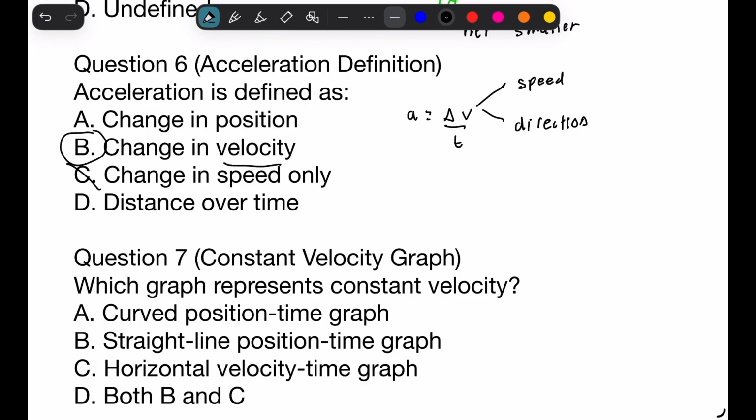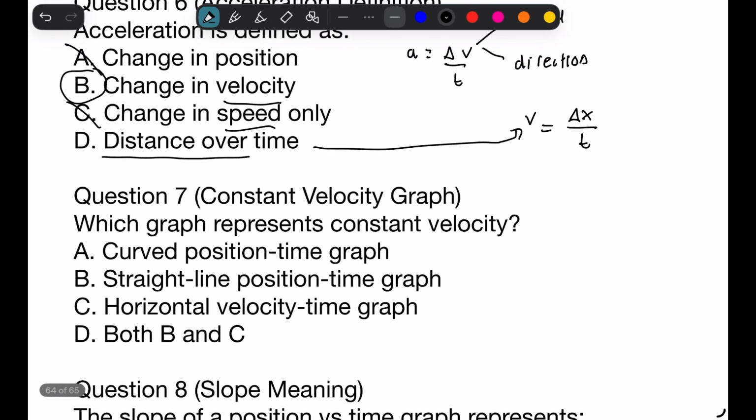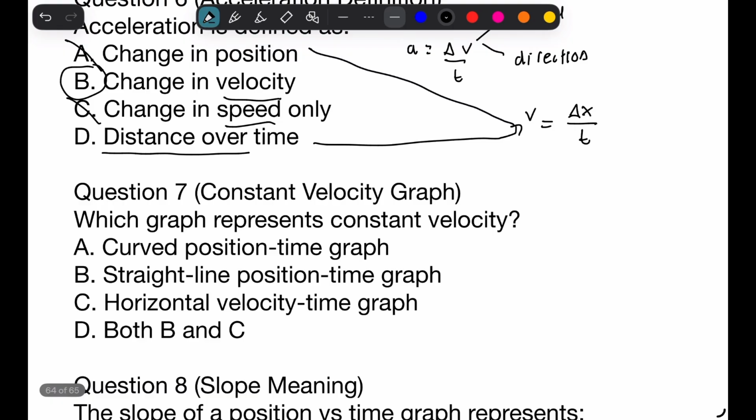So it's change in velocity over time. But it's not just speed because it has direction as well, and not just position, because the change in position over time is equal to your velocity. And distance over time, right here, is your definition of velocity. This one, I mean, because position is different from distance.